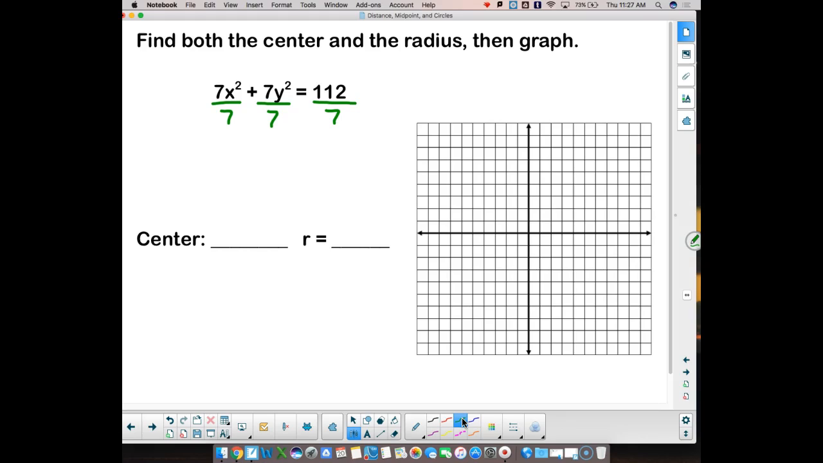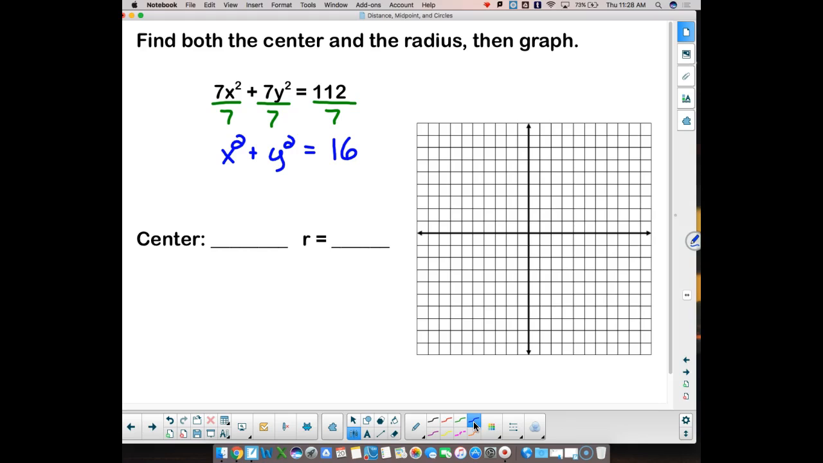So then my equation now is x squared plus y squared is, I want to say 16. Okay, 7 goes into 11 once with the remainder of 4. 7 goes into 42 6 times, so that's 16.